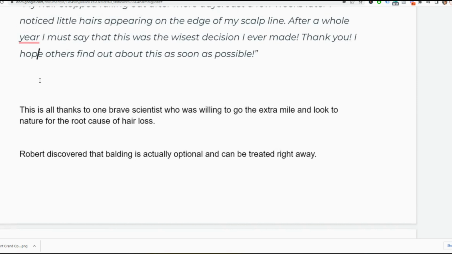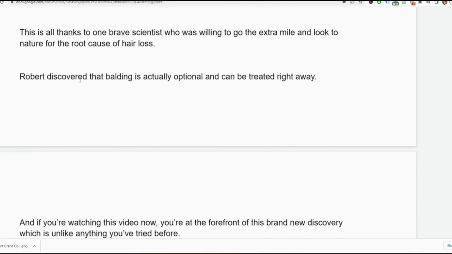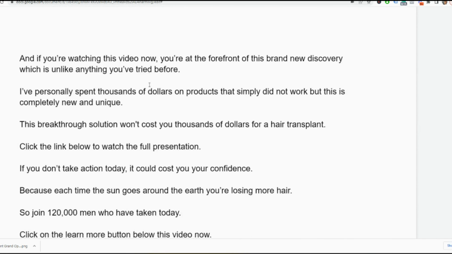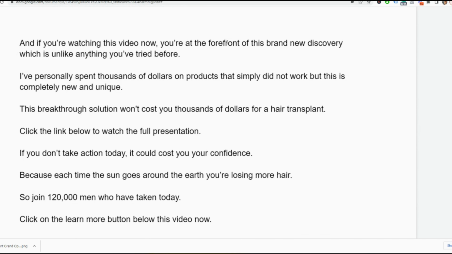And then here I kind of suggested that I'm coming into the authoritative voice. So I'm saying thanks to one brave scientist who was willing to go the extra mile and look to the nature of the root cause of hair loss. And then here I've established the authority by saying Dr. Robert. And now here, this is like the new opportunity. So if you're watching this video now, you're at the forefront of this brand new discovery, new being quite important, which is unlike anything you've tried before.